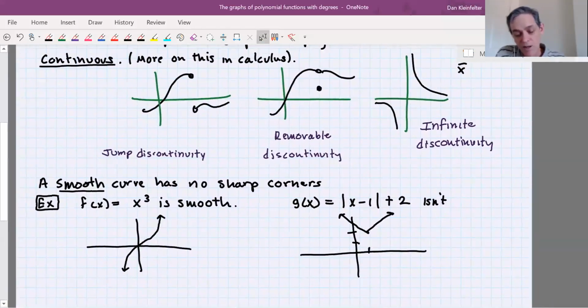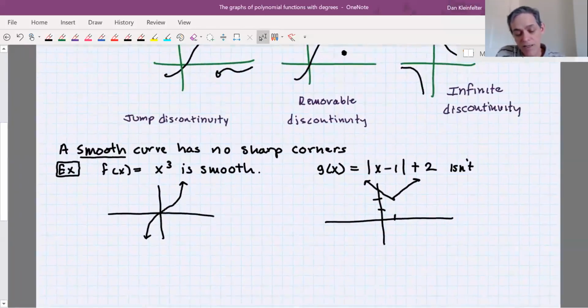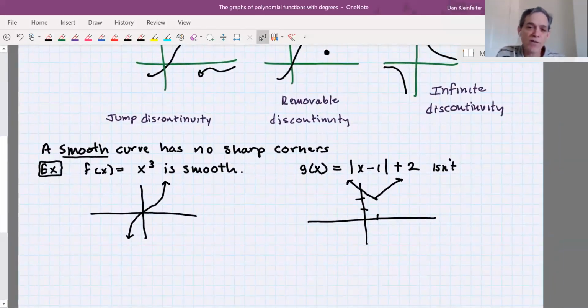Okay. Also in this section, we discuss a smooth curve. What it means for a function to be smooth is that the graph doesn't have any sharp corners. For example, all the polynomial functions we have are smooth. In particular, this example, x cubed, has a nice smooth graph. The absolute value graph, the cube root, fifth root graphs, graphs like those are going to have sharp corners at the origin. Here, this one has a sharp corner at the point 1, 2.